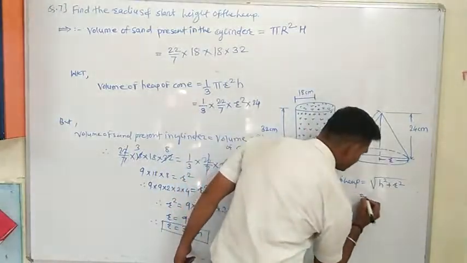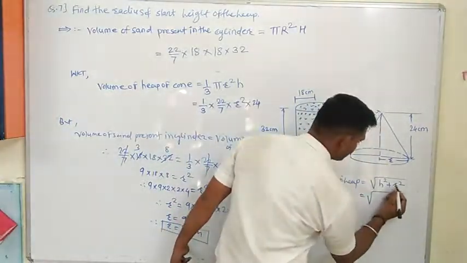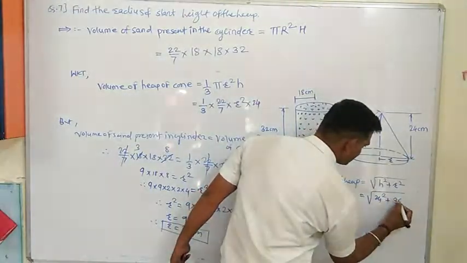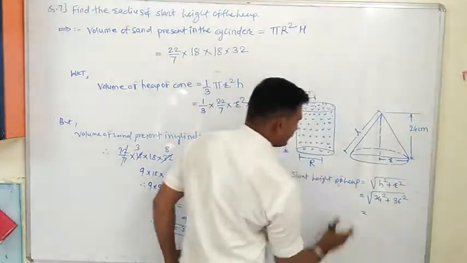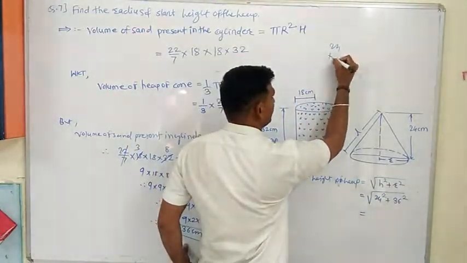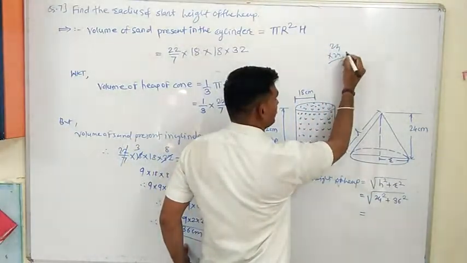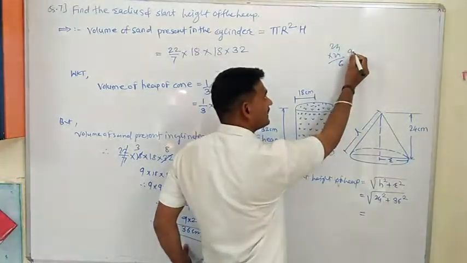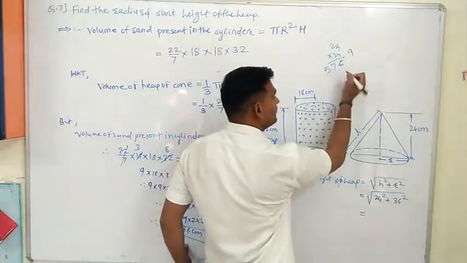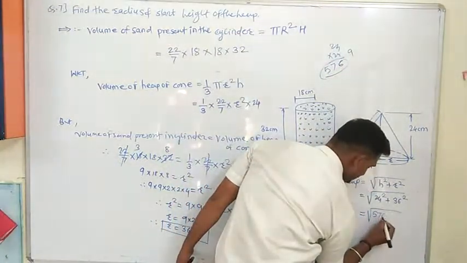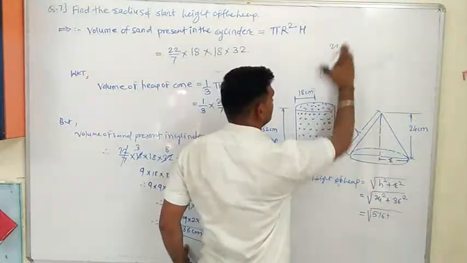Here radius is given as 36. We will put here height is given as 24. 24 square plus 36 square. Calculate it. How much is 24 square? 24 into 24. 24 4 is 96. 24 2 is 48. 48 plus 9 is equal to 57. 576 we got here. That is 24 square plus 36 square.